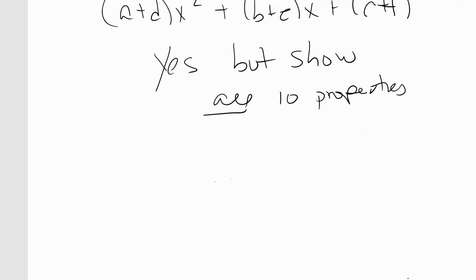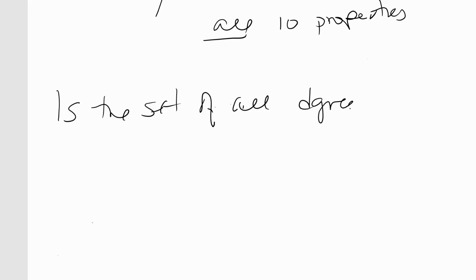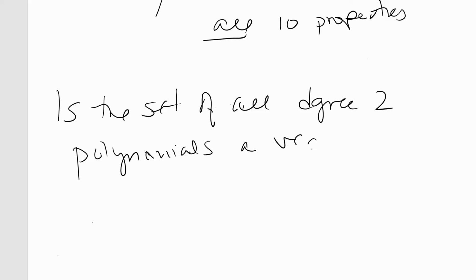All right, so the reason I wanted to go over that is I want to do a very, very similar one that is different in one very specific way. So our next one is: is the set of all degree 2 polynomials a vector space? So this is almost the same as the last question. The only difference is I have left out the two words "or less."